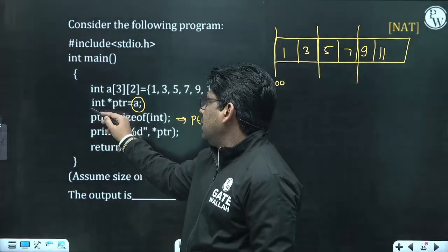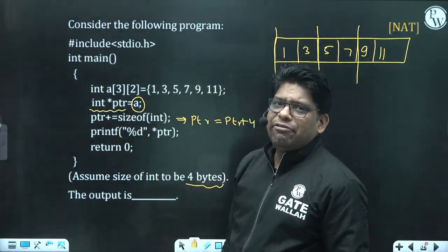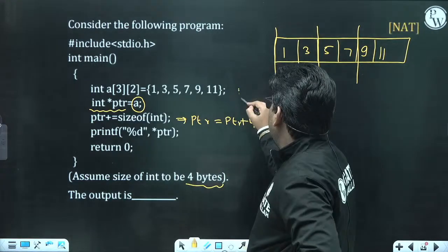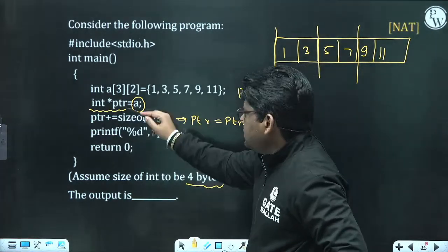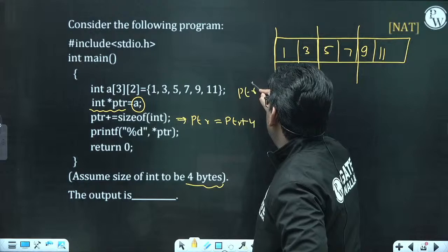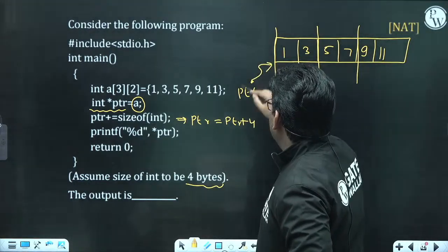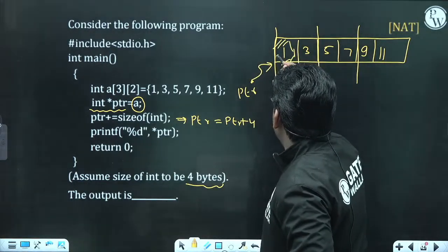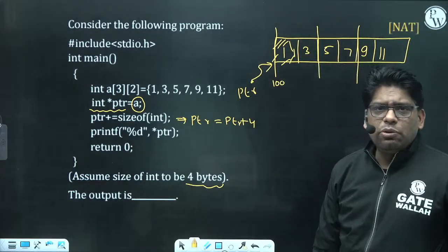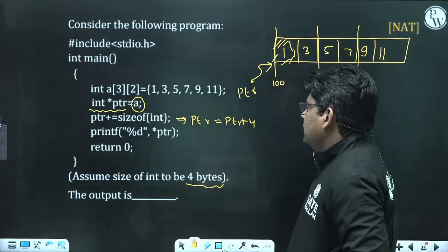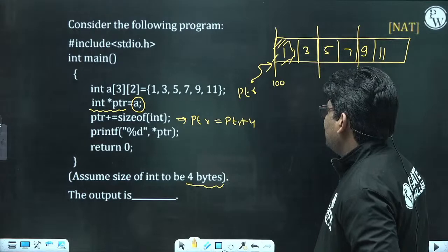Okay, sir, the declaration says everything. PTR declaration says PTR is a pointer to integer, so think of it that way, that PTR is holding the address of this integer. Is that okay? Now, just focus over here.